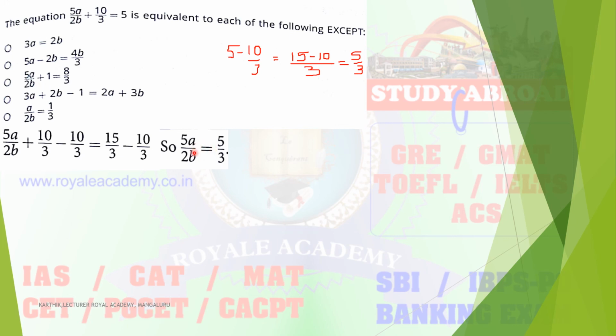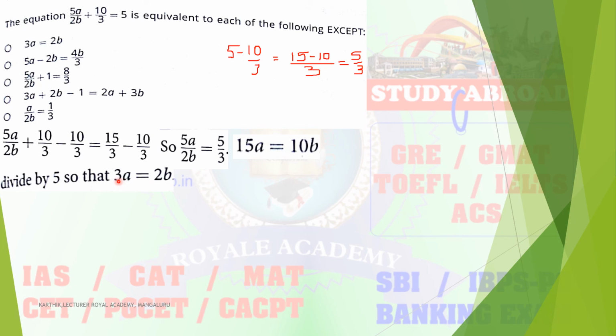From this you can determine the values. 5 times 3 is 15, so 15a, and 5 times 2 is 10, so 10b. While simplifying you will get 3a is equal to 2b. From that you can determine the values of a as well as b. Left hand side should be equal to right hand side, so I will take the value of a as 2 and b as 3.